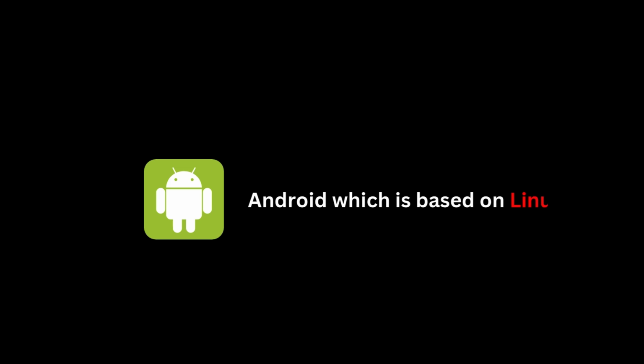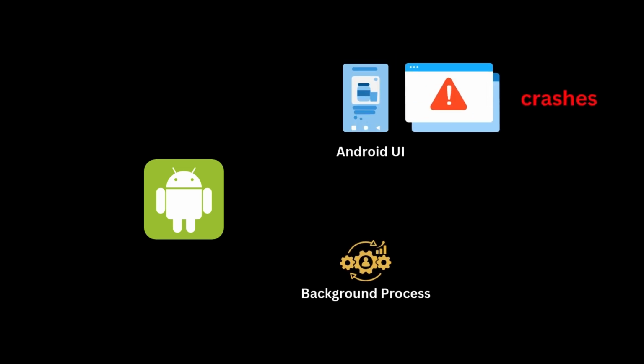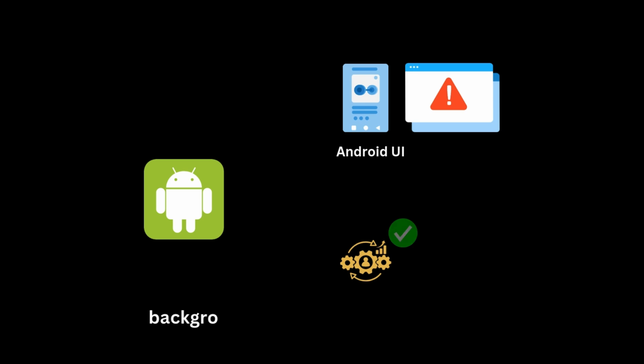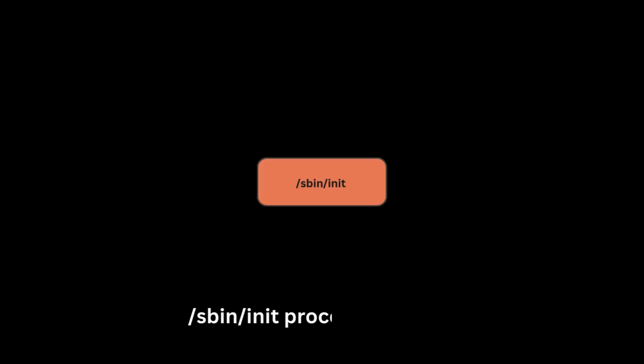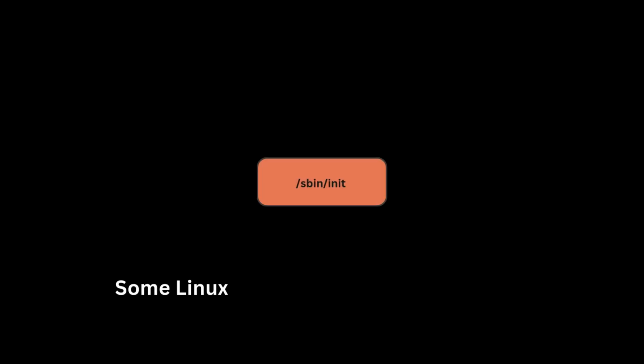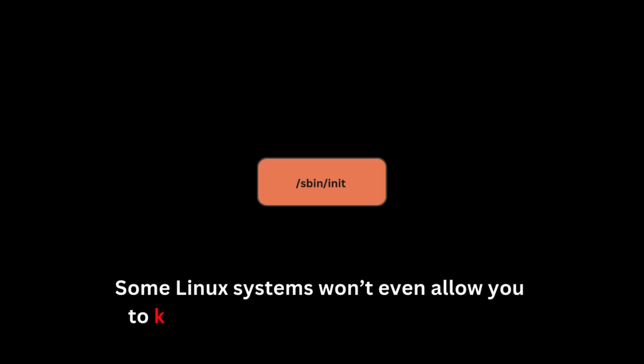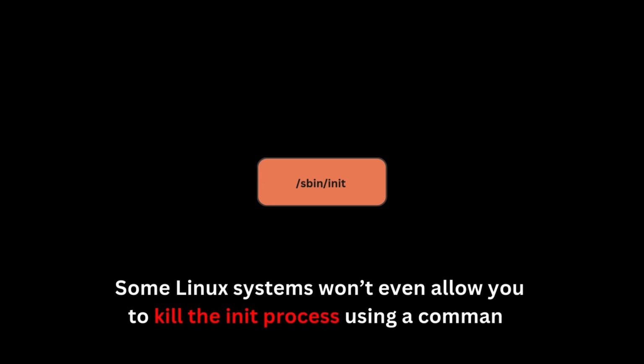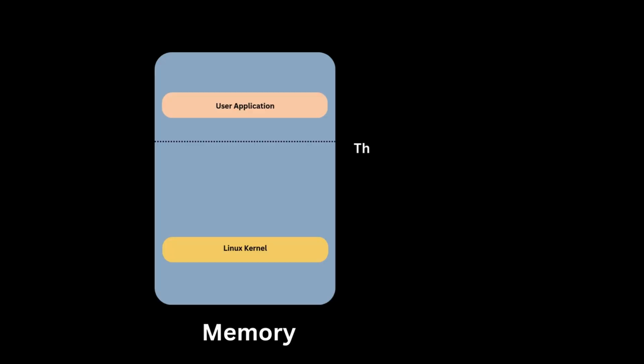For example, in Android, which is based on Linux, if you start a background process that doesn't use any UI resources, even if the Android UI crashes, your background process will still keep running. However, the /sbin/init process is special. If you kill the init process, it can crash or halt the entire system. In fact, some Linux systems won't even allow you to kill the init process using a command.